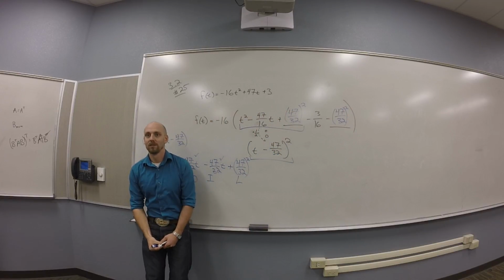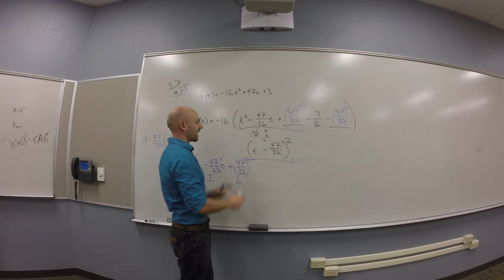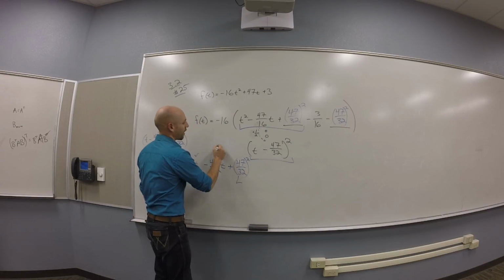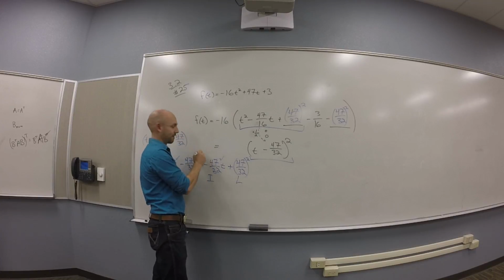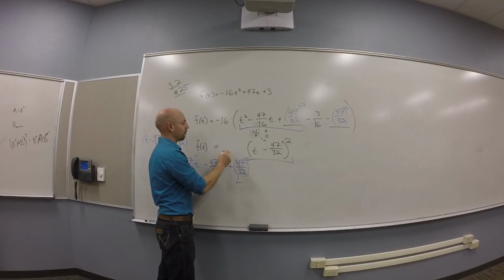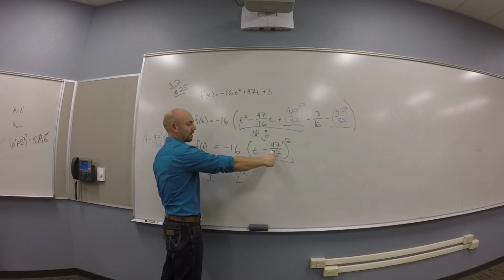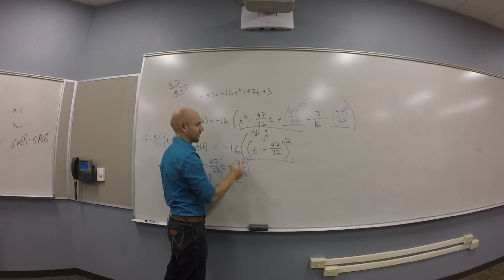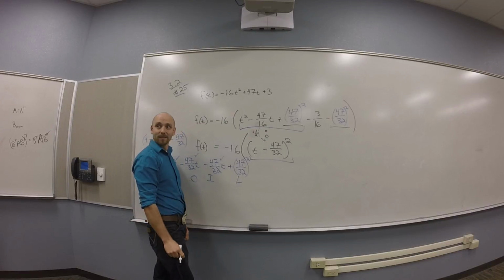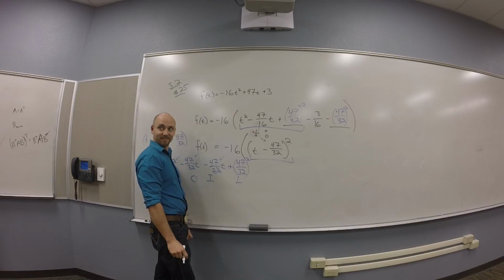Cool? Okay, then what? Okay, so what have I got? Right? I've got f of t, which is minus 16 times this stuff. Hang on a second. Yeah, I got it. Hang on.